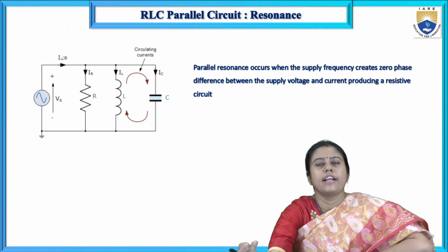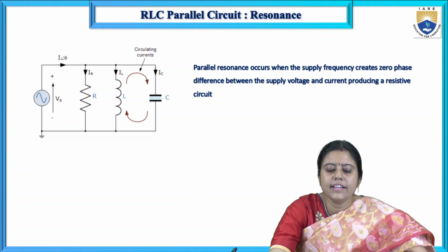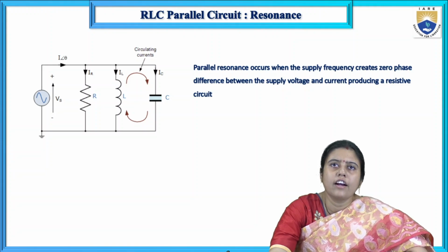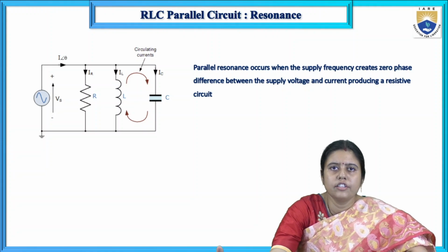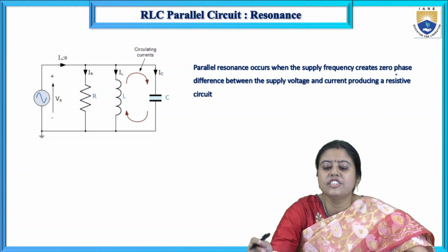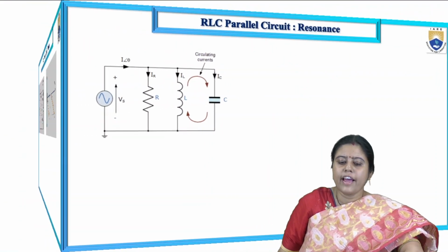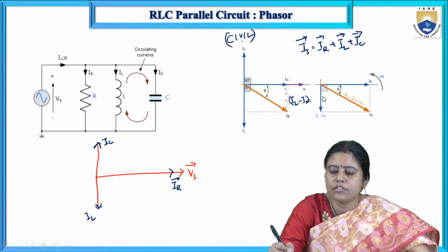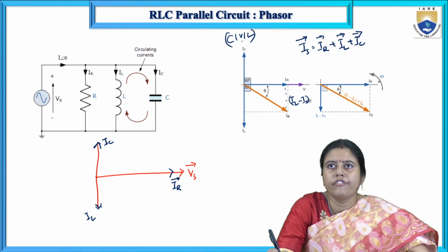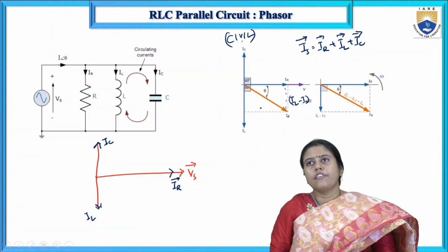Now what is resonance? Resonance means the condition of a circuit when XL is equal to XC, meaning the voltage drop of XL is equal to that of XC. Parallel resonance occurs when the supply frequency creates zero phase difference between the supply voltage and current, producing a resistive circuit. As in the previous slide, the total current IS and the total supply voltage VS had an angle theta, called the phase angle.